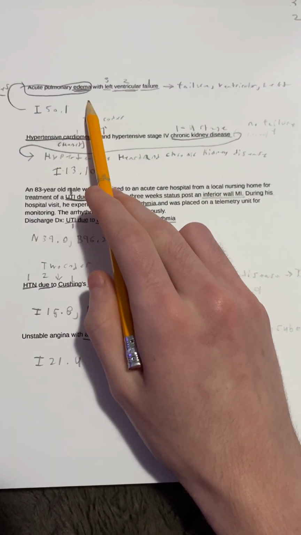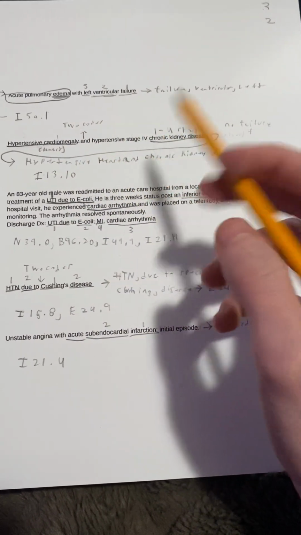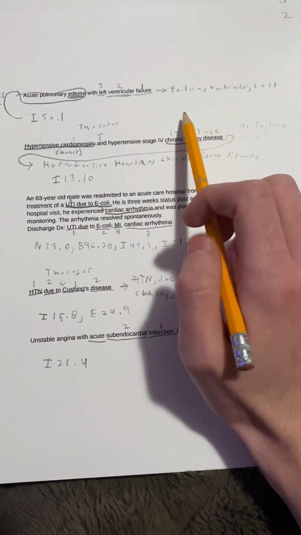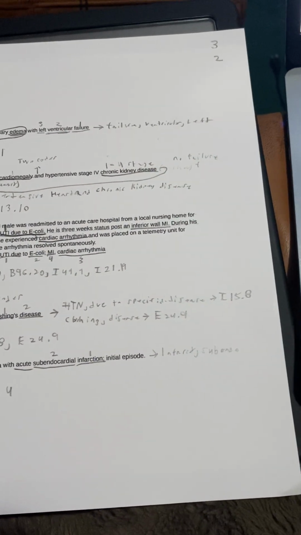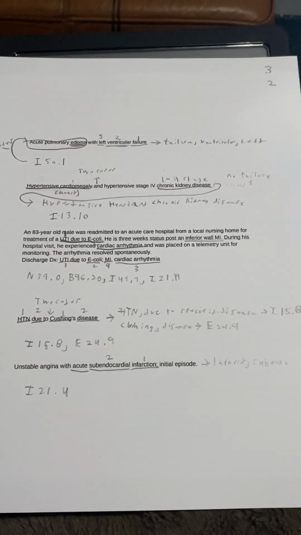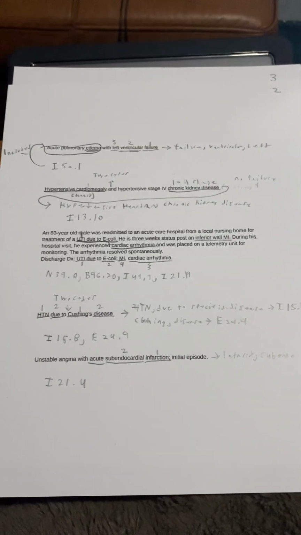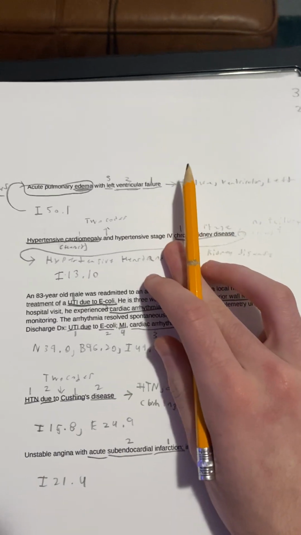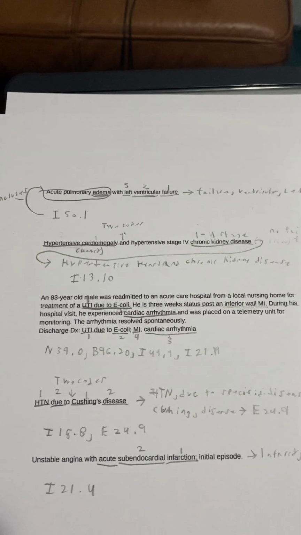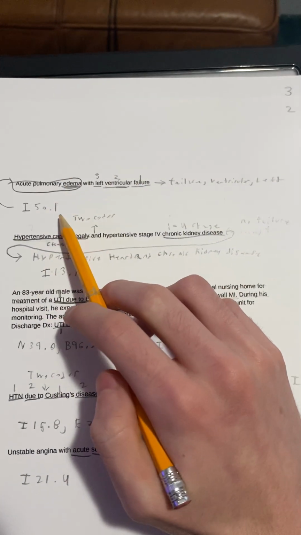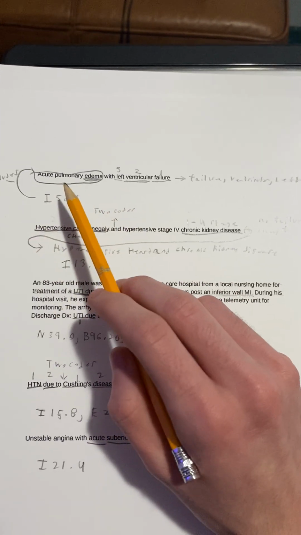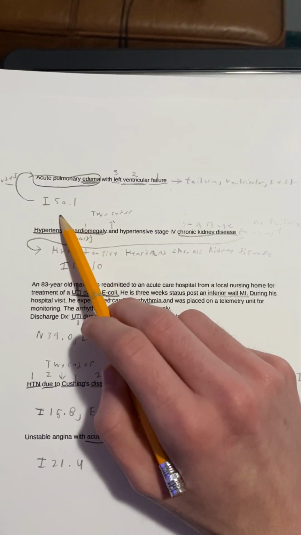So for acute pulmonary edema with left ventricle failure, we started with failure, ventricle, left, and doing so led me to I50.1, which includes acute pulmonary edema, so there's no reason for me to have another code, and it only applies to these three. So I50.1, that's how I got that.